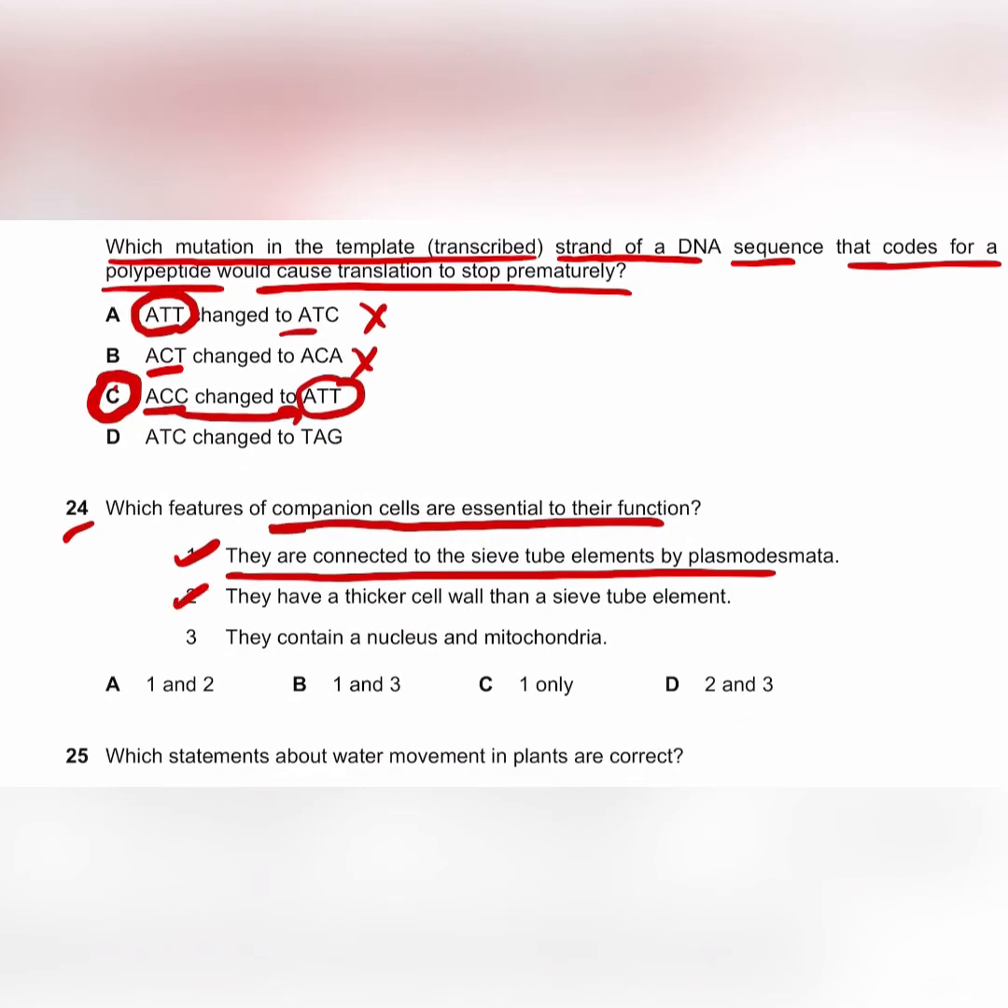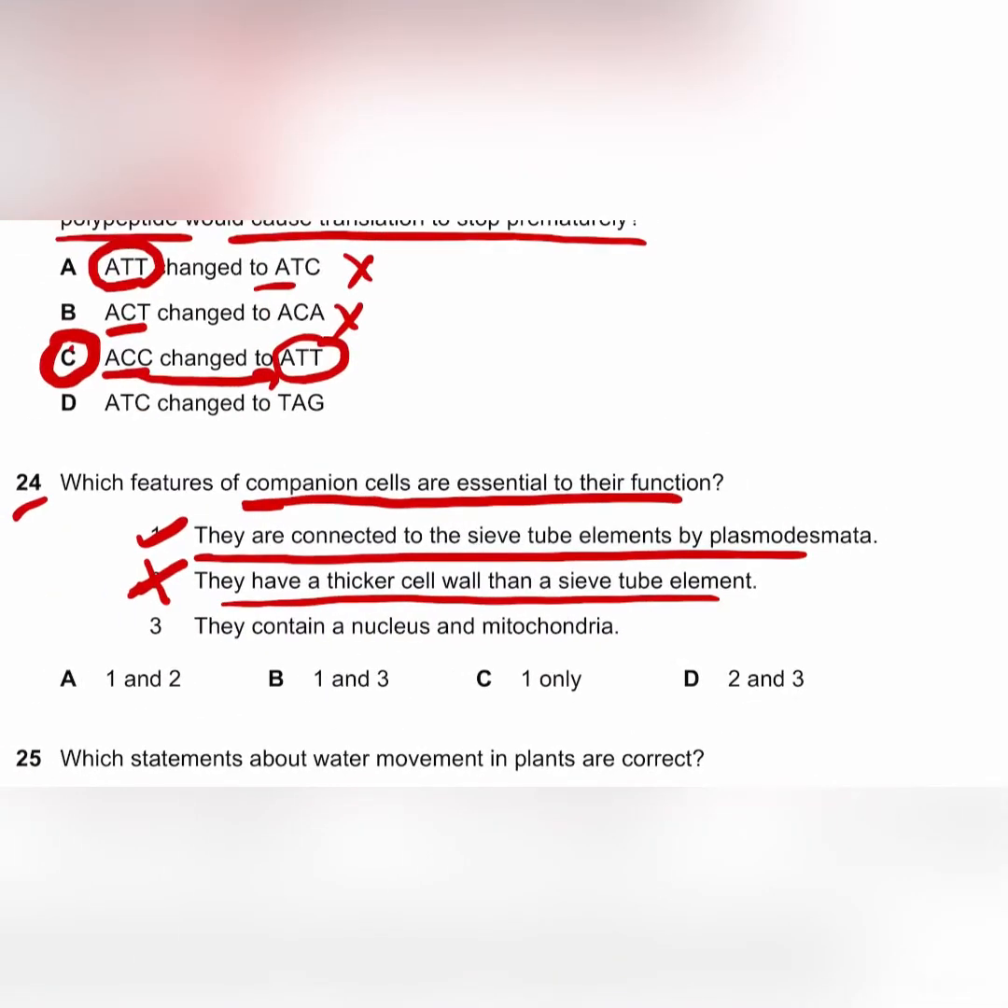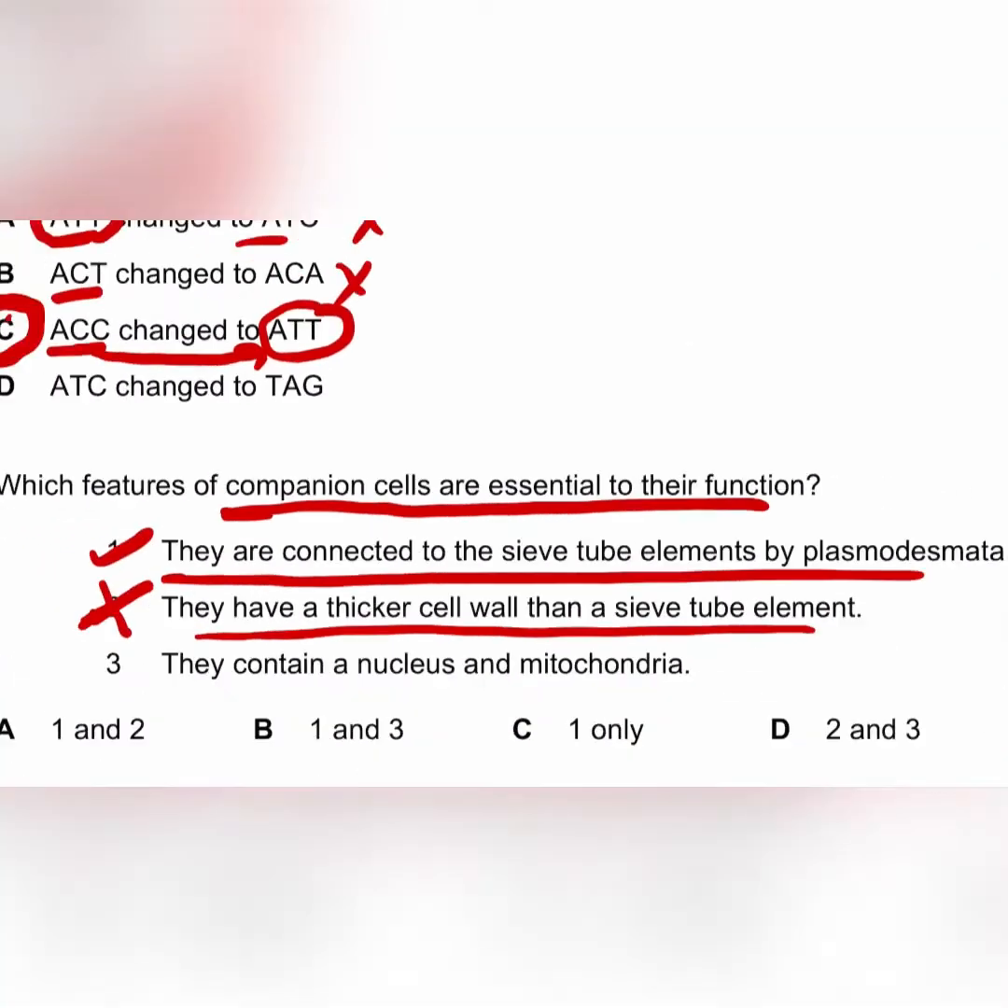Number 2, they have thicker cell walls than a sieve tube element. This has no role in the function of the companion cell. The cell walls of companion cells being thicker than the sieve tube element has no functional role as far as the companion cells are concerned.